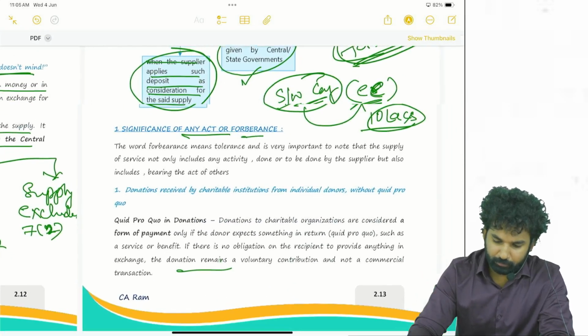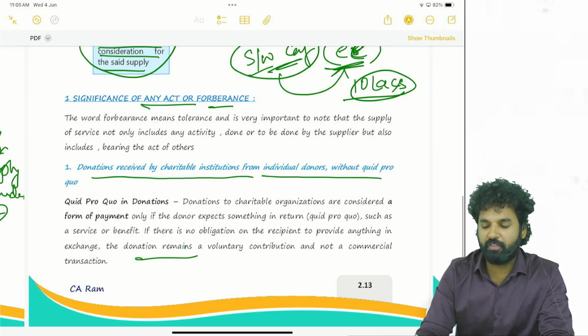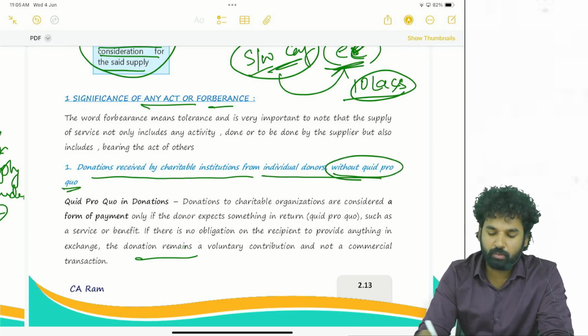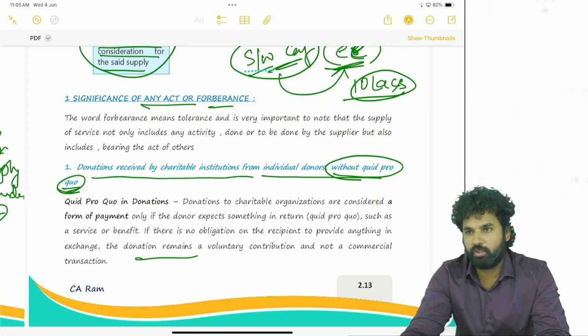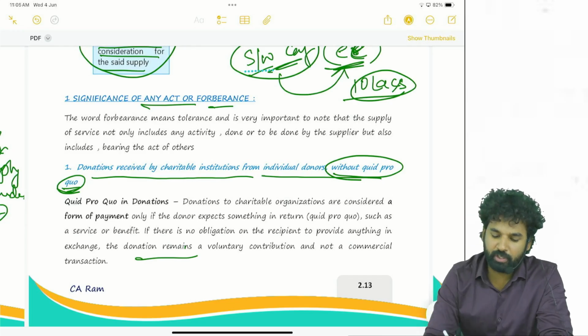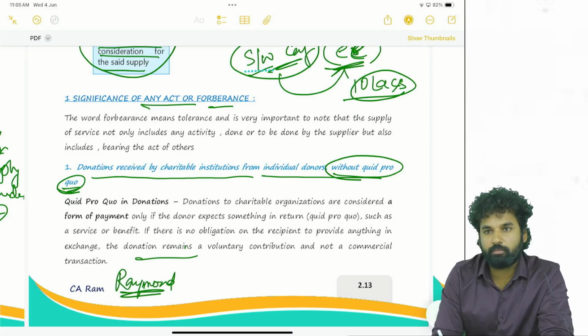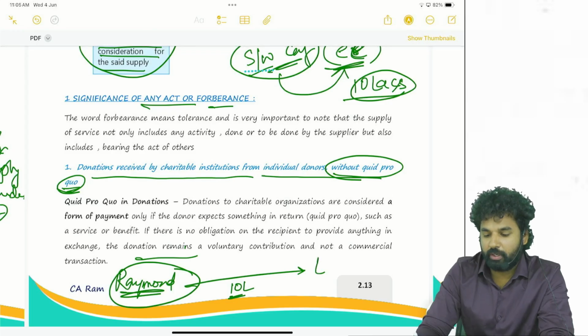Donations received by charitable institutions from individual donors without quid pro quo. Quid pro quo means something in return. Let's say a temple has received some donation from some person. Let's say a Raymond showroom owner has given some 10 lakh worth of donation to a temple.